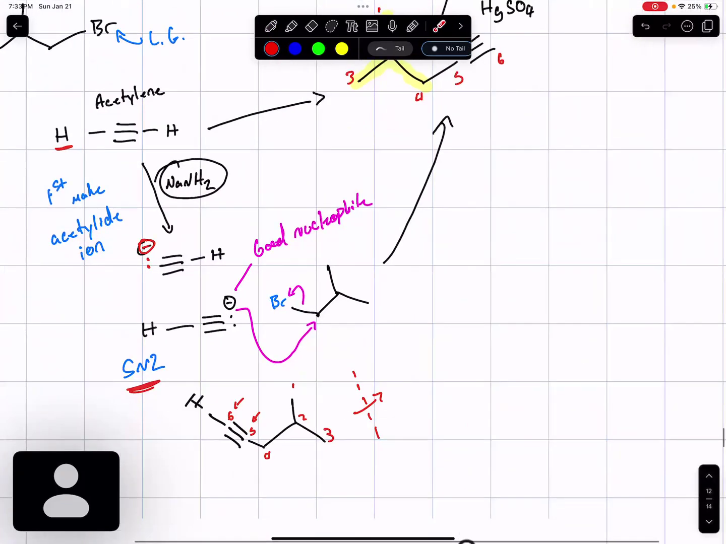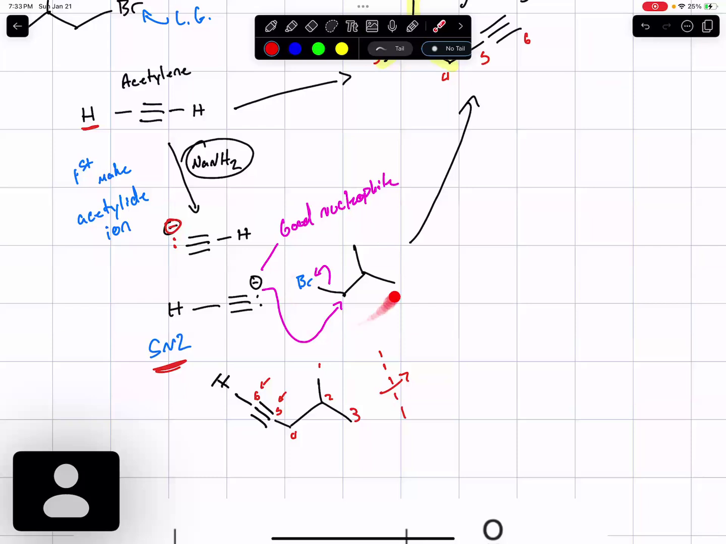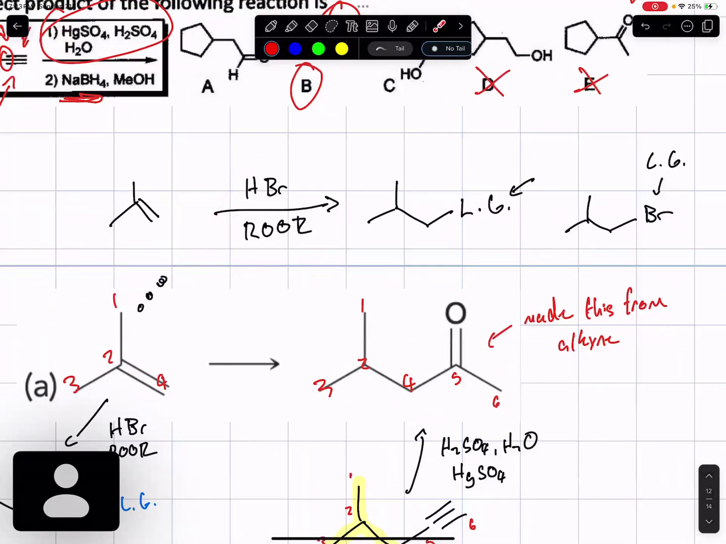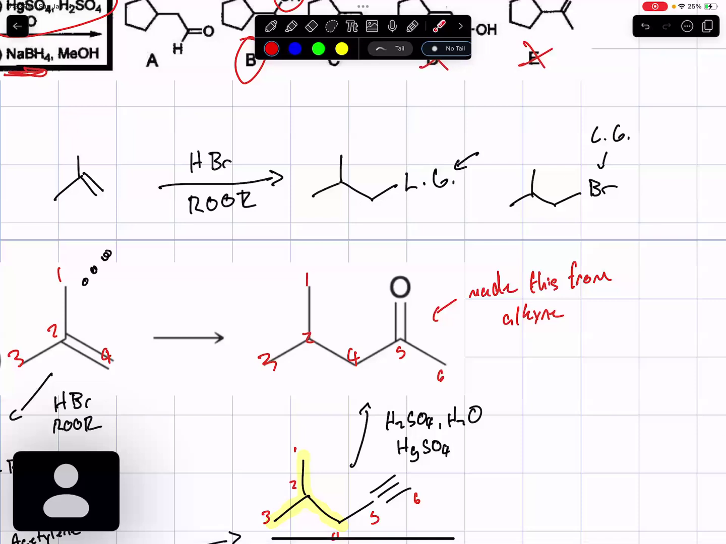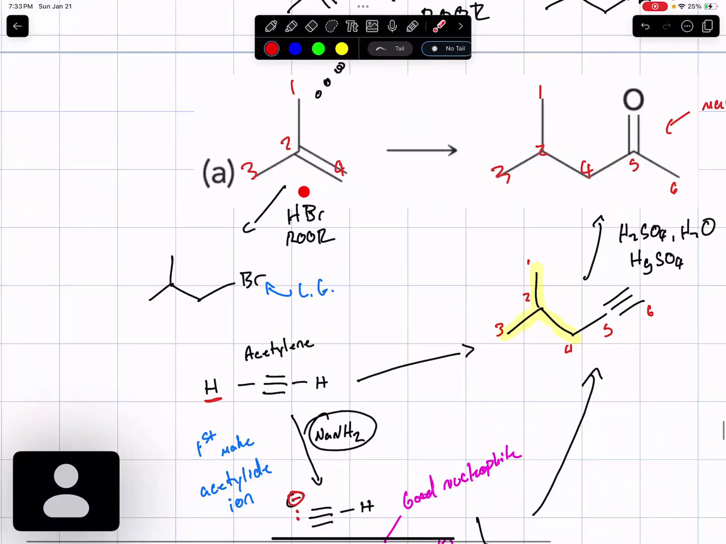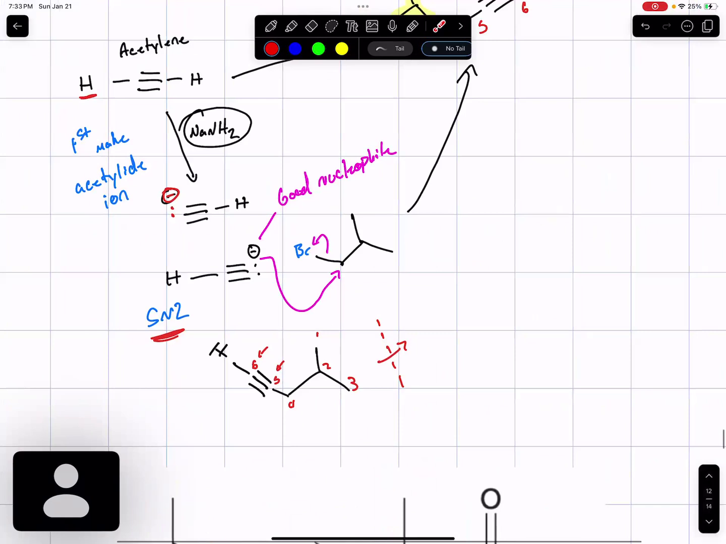Cool. But how did we make this alkyl halide? We made this alkyl halide by just simply adding HBr and peroxide to add Br to the least substituted side. So all you had to do was add HBr and ROOR to get this bromine, which is a good leaving group, to add to the least substituted side. Okay, that made our good alkyl halide.